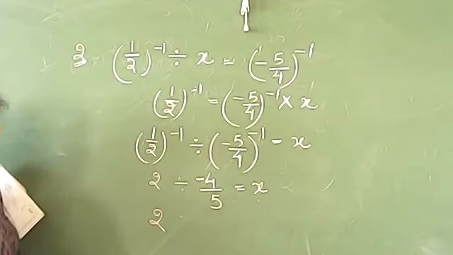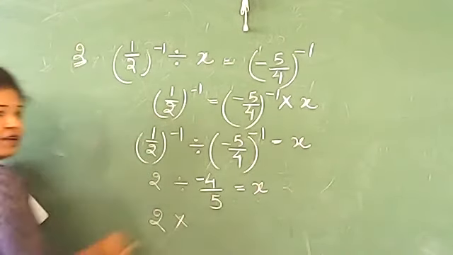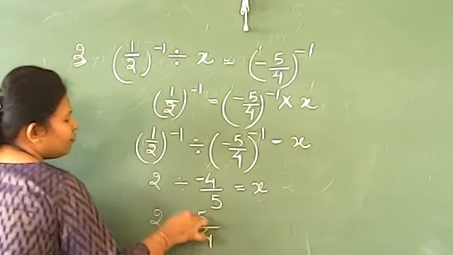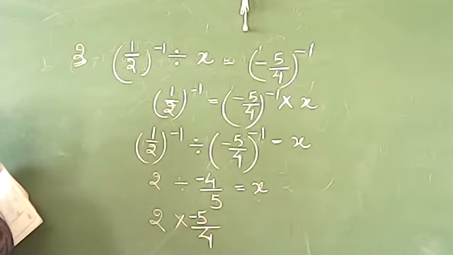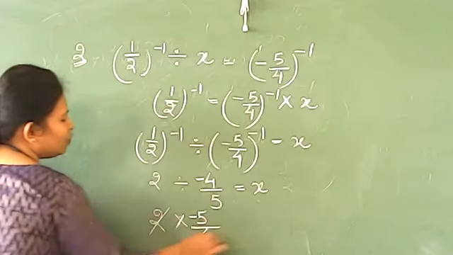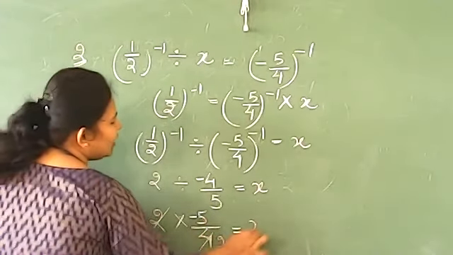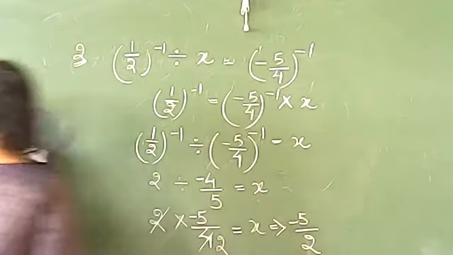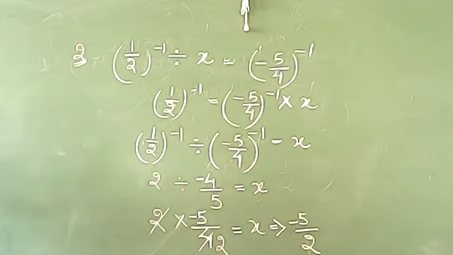2 will remain like this only. Divide will convert into multiply, and this will give you 5 by 4 in negative form. Now cancel it. 2 ones are 2, 2 twos are 4. The answer is coming x is equal to minus 5 by 2. Okay, this is your answer.